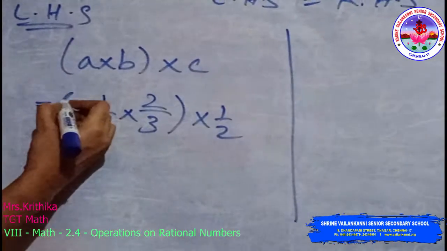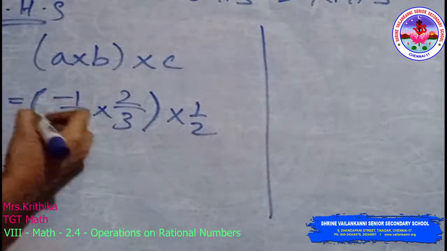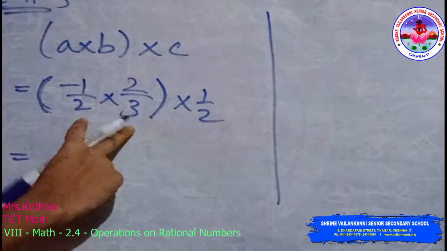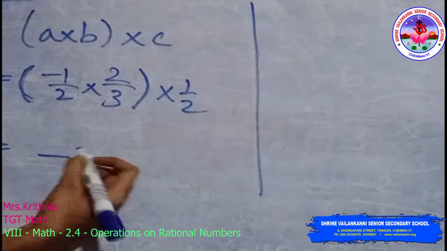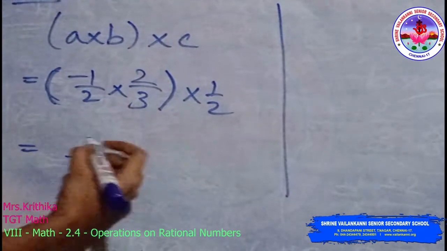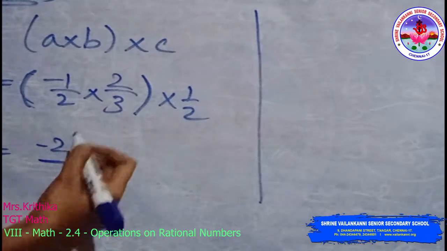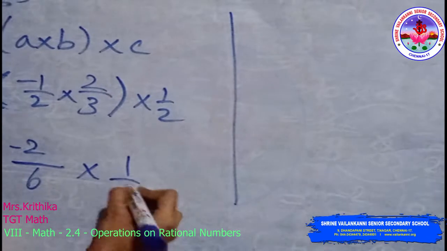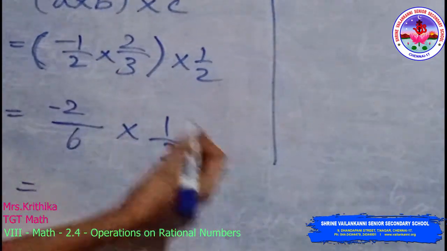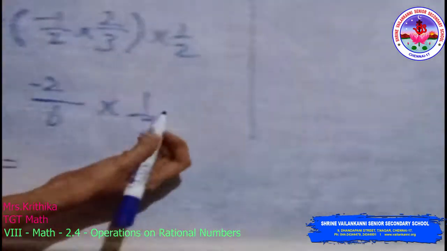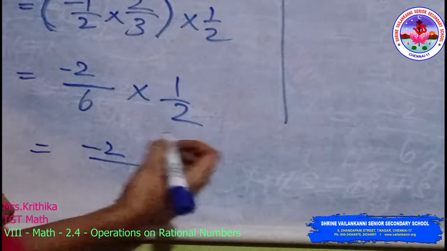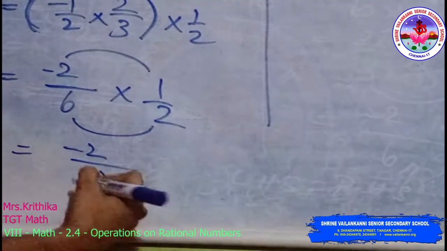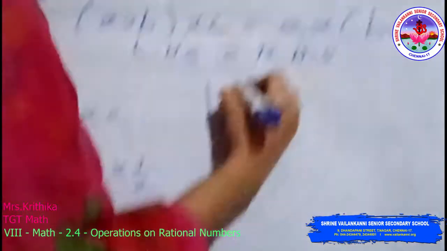First priority goes to the bracket values, so you can multiply the bracket, grouped values. The numerator value is negative 1 into 2, negative 2, by 2 threes are 6, into 1 by 2. Now you can multiply these two values. Negative 2 into 1, negative 2, 6 twos are 12. Negative 2 by 12.